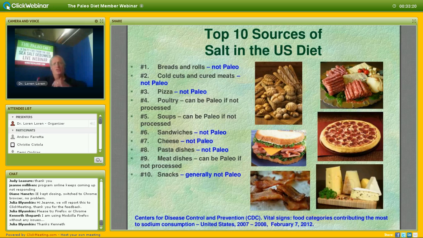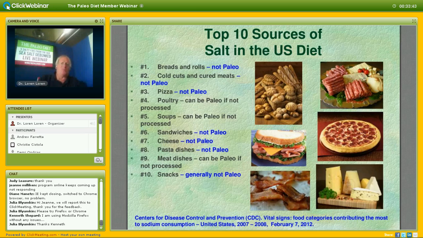Now down here in the left-hand corner, you can see bacon. I know that bacon is a big favorite with paleo dieters. You can get bacon that is not cured with nitrites and nitrates, and you can actually get bacon that doesn't have salt in it. And so that's fine if you can find a distributor or manufacturer of bacon that is paleo.